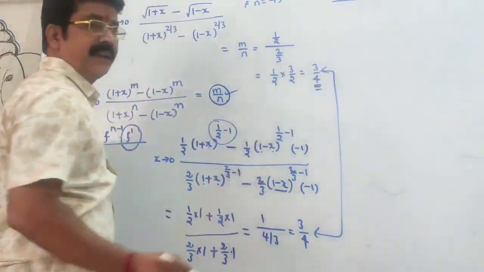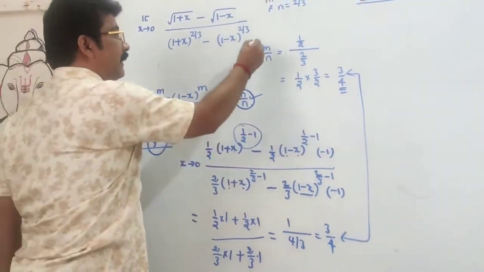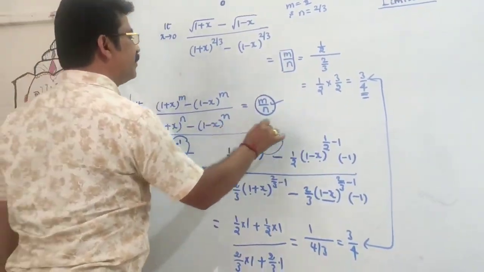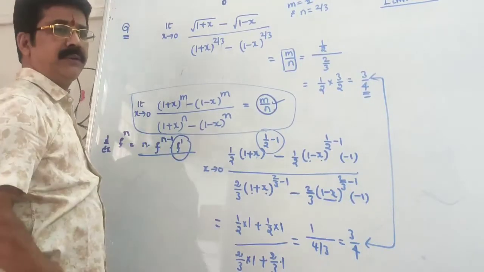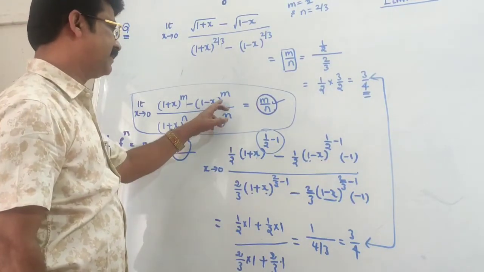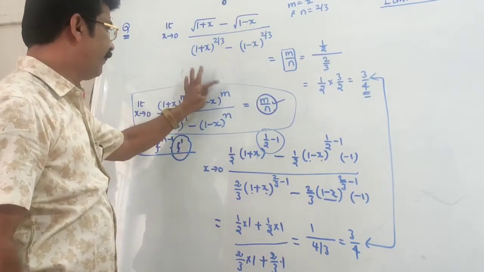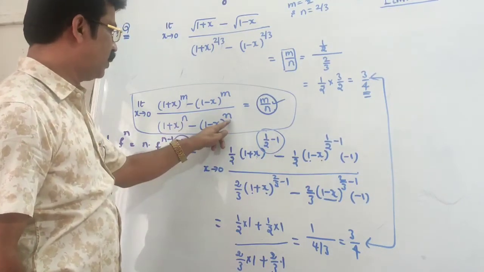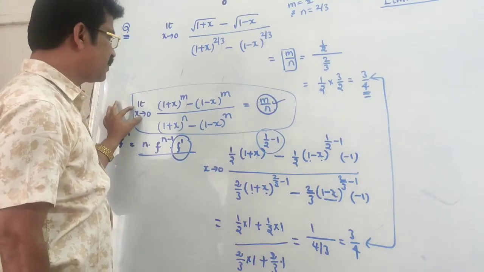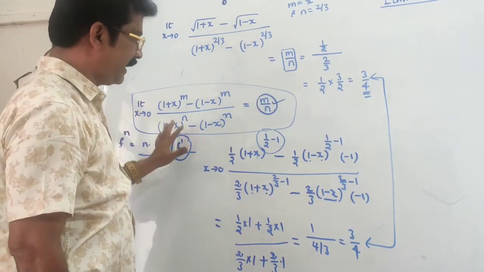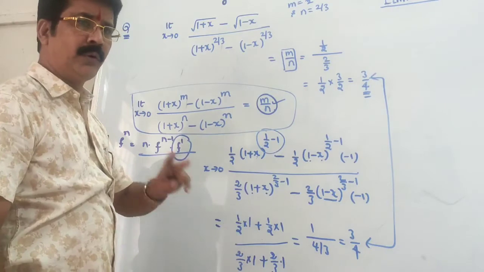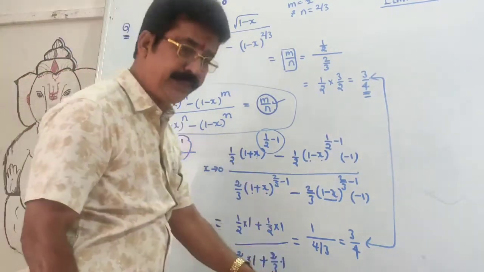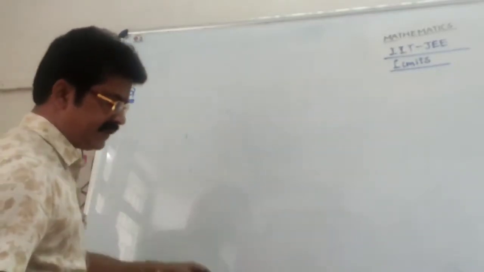So therefore we can apply the direct formula m by n on comparing limit x tends to 0, (1 plus x) whole to the power of m minus (1 minus x) whole to the power of m, over (1 plus x) whole power n minus (1 minus x) whole power n, same as x tends to 0. Or we can use the L'Hospital rule. So two methods are there for this question. Okay, understand? Right. Topic means next model.